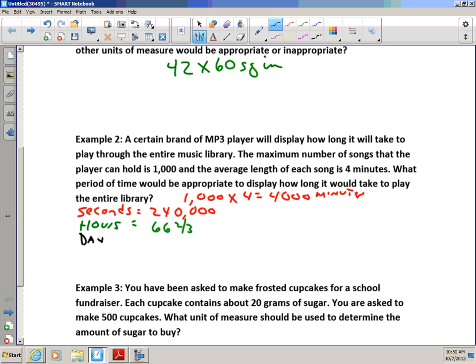Days, it's approximately 2.8 days to play it all. And then weeks becomes 0.4 weeks. The point of this is that when you convert it to a unit of measure that's a reasonable number, either not too large or too small, then that's of more use for practical purposes. So in this example, 4,000 minutes isn't bad. Seconds clearly doesn't do me any good. Weeks really doesn't make sense to convert it there. Hours or days, probably a little bit more appropriate.